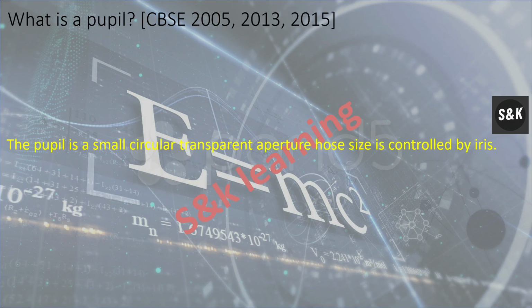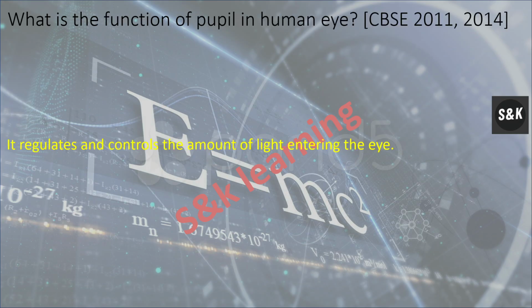What is pupil? The pupil is the small circular transparent aperture whose size is controlled by iris. What is the function of pupil in human eye? It regulates and controls the amount of light entering the eye.